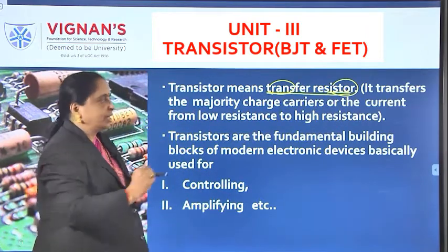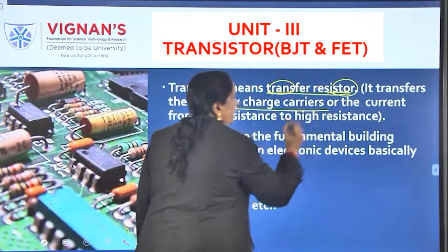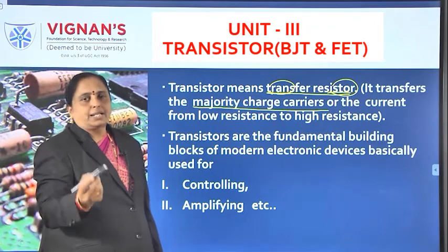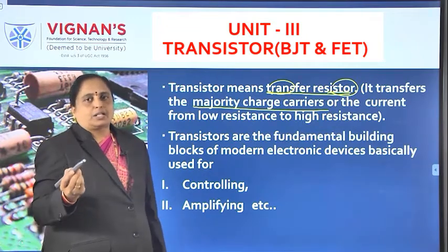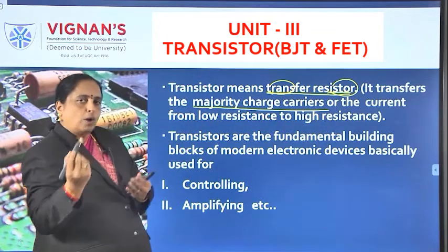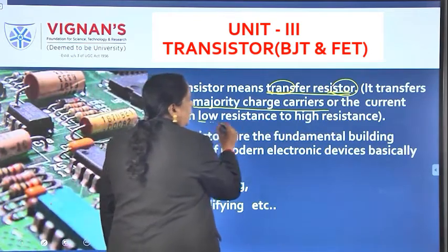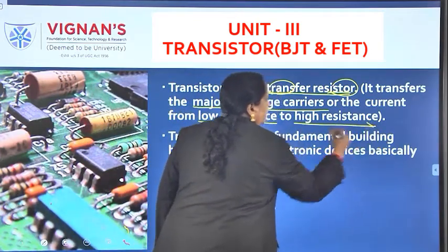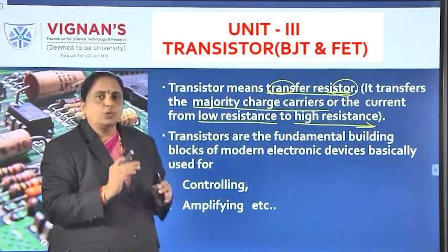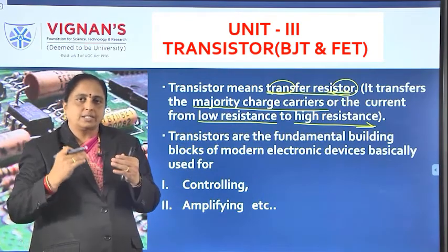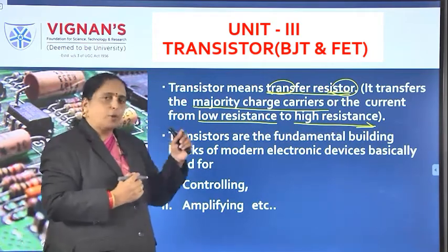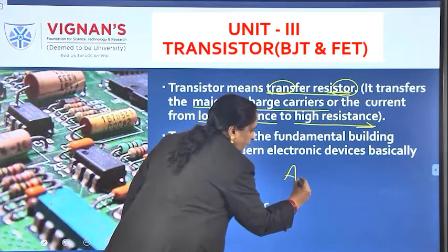So what does it transfer? It transfers the majority charge carriers. You know that the majority charge carriers in p-type are holes, and in n material they are electrons. So the majority charge carriers are transferring from one place to another, from a low resistance path to a high resistance path. That's why this name has been given to the transistor. So what is the use of moving the carriers from low resistance path to high resistance path? That leads to the important application as an amplifier.